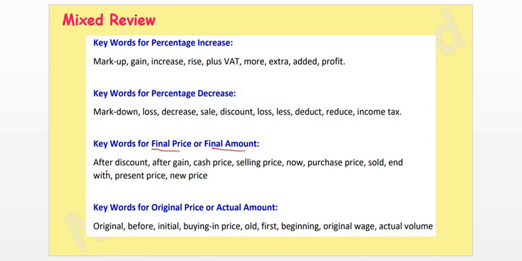Okay, whenever we want to find the final price or the final amount, we find such words in the word problems, like what is the final price after discount, or what is the selling price after discount, what is the price now, purchase price. So all these words, right? Better have a look at them and try to keep these points in your mind, because these words will help you to decide which formula to use in the word problems.